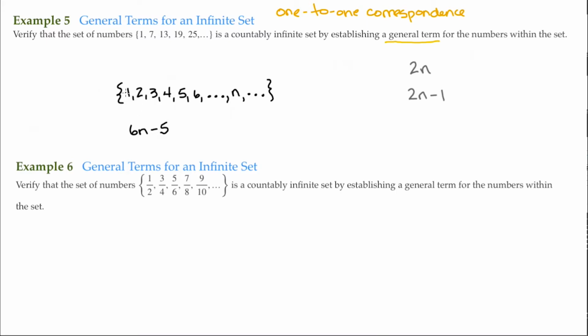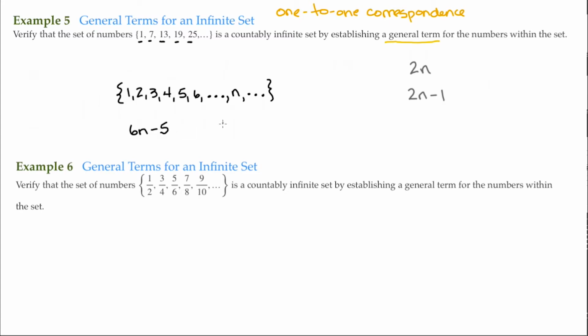Put in my smallest number. 6 times 1 is 6, minus 5. That's 1. Put in the next counting number. 6 times 2, that's 12, minus 5. There's 7. Put in the next counting number. 6 times 3, that's 18, minus 5. That's 13. So it looks like we've got it here. Let's try a couple more. 6 times 4, that's 24, minus 5, that's 19. Put in 5, 6 times 5, that's 30, minus 5, that's 25. So I think we've got it.